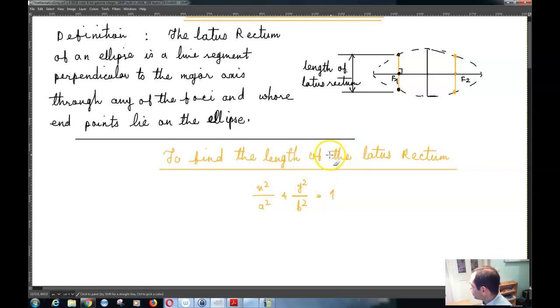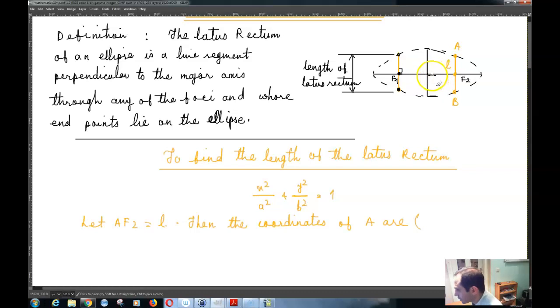Now, suppose that the length of AF2, if I call this point A and B, and AF2 would be this length over here, if I call this L, so if I let AF2 be equal to L, then the coordinates of A are basically: you know that your focus is at a distance c from the center. So the x coordinate over here would be c, and the y coordinate is basically l. C comma L.